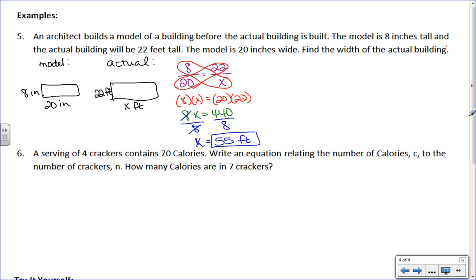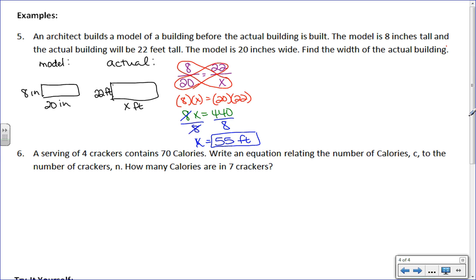Alright, now number 6 is a rather similar problem. It still represents something that's proportional. It says a serving of 4 crackers contains 70 calories. But we're going to approach this one a little bit differently. It says to write an equation relating the number of calories, C, to the number of crackers, N. How many calories are in 7 crackers?